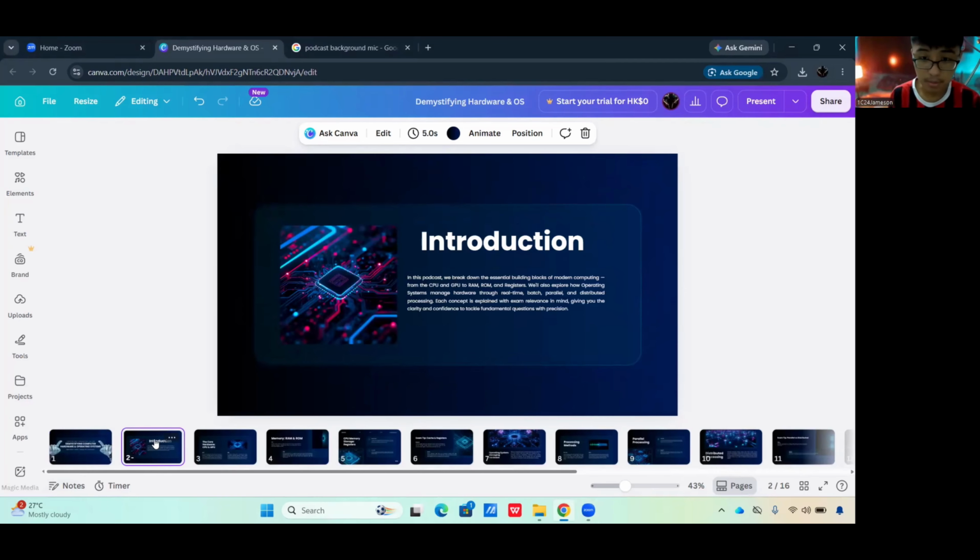So in this podcast, we'll be breaking down the essential building blocks of modern computing, from the CPU to GPU, and also the difference between RAM and ROM, and also the registers. Not only that, we'll also be breaking down how operating systems manage hardware through processing systems such as real-time processing or batch processing, and each concept will be explained with relevance to DSE style questions. So you guys will have the skills to actually answer these questions.